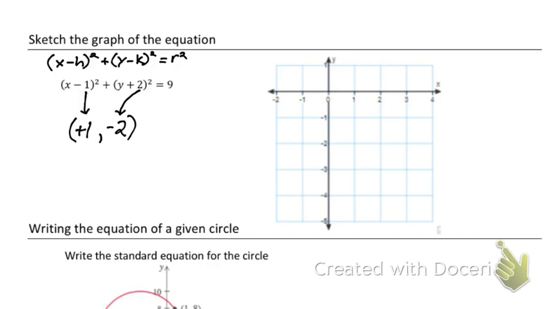In fact, this is the value that makes this 0. If I plug a 1 in, 1 minus 1 is 0. When I plug a -2 in, -2 plus 2 is a 0. These are the values that make it 0. Well, since we have our 1 and our -2, that's going to be the center of our circle. 1, -2 is the center of our circle.